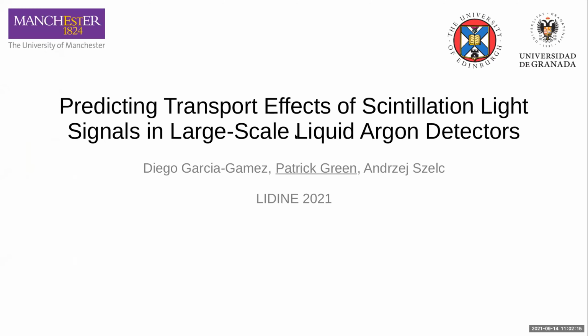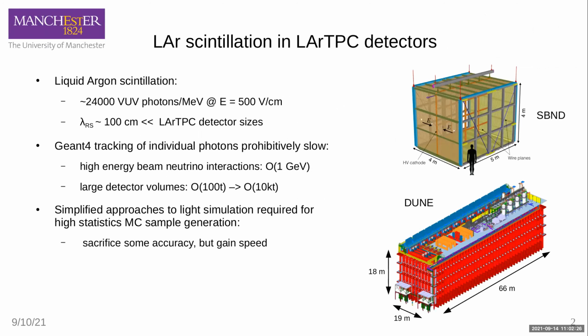Okay, so I'm Patrick, and I'm going to talk about predicting transport effects of scintillation light signals in large-scale liquid argon detectors, particularly looking at liquid argon time projection chambers. So liquid argon is, of course, a prolific scintillator. It emits around 24,000 photons per MeV of energy deposited at the typical electric fields used in these liquid argon TPC detectors. It has a Rayleigh scattering length around 100 centimeters, and this is significantly smaller than current and upcoming liquid argon TPC detectors, which means the photons can undergo complex paths with multiple Rayleigh scatterings before they reach a photodetector.